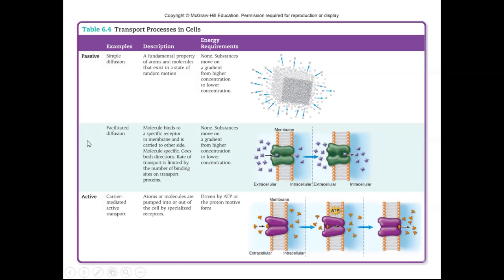Both simple and facilitated diffusion do not require the input of energy. Active transport, by definition, requires the input of energy. So we either use ATP or the proton motive force, and we're going to take something and move it against the concentration gradient. And during that, we'll take these molecules from the extracellular side, bring them intracellular, and at the end, they're all on the intracellular side. We moved them all together at one side of the membrane against the concentration gradient.